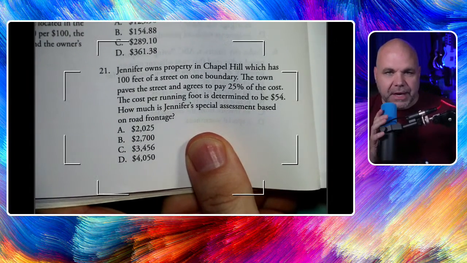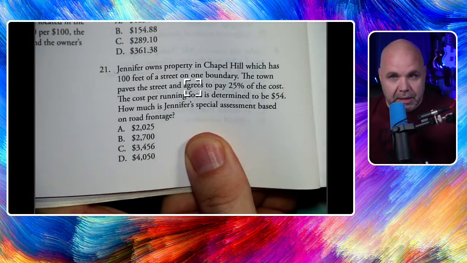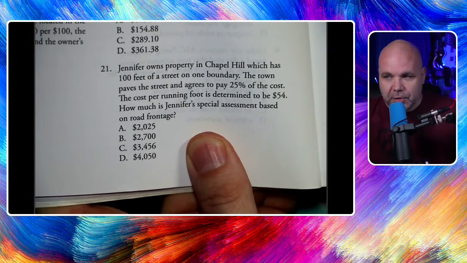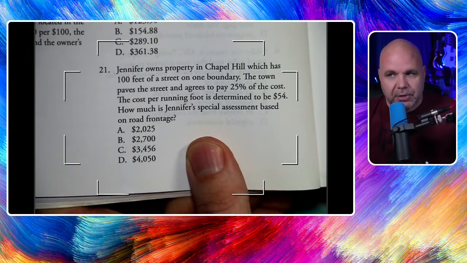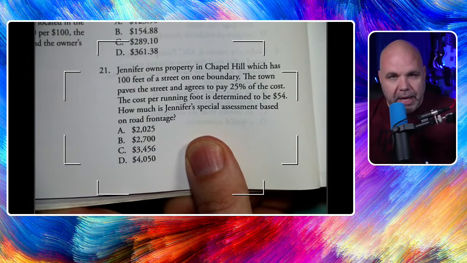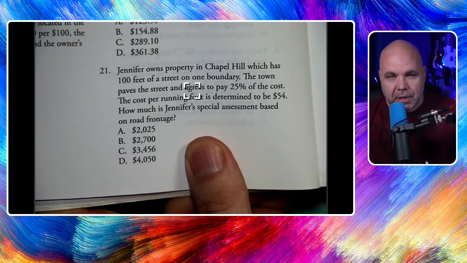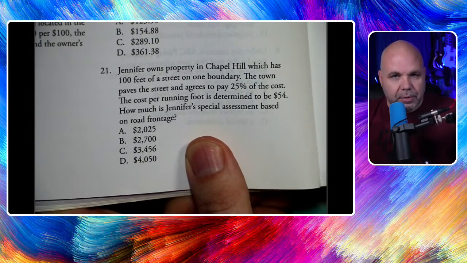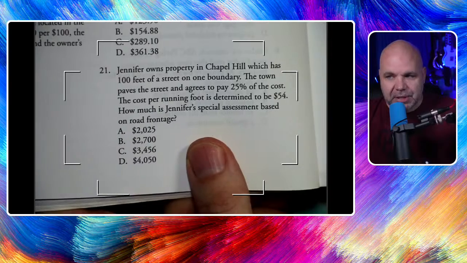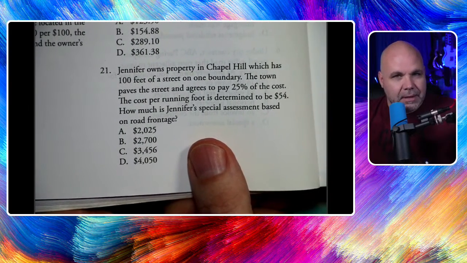So we have a question and answer video going on here. Had a question about chapter 23, number 21. Here it is. Jennifer owns property in Chapel Hill, which has 100 feet of street frontage. The town paves the street and agrees to cover or pay 25% of the cost. The cost per running foot is determined to be $54. $54 per street foot, per front foot. How much is Jennifer's portion of the special assessment based on how much road frontage she has, right?